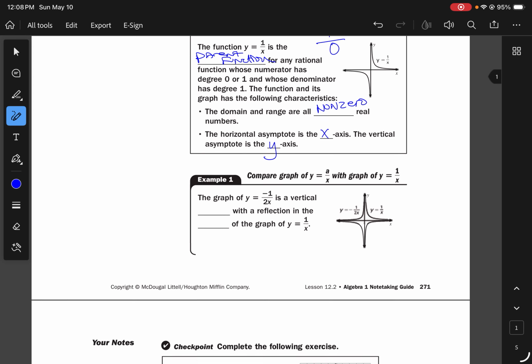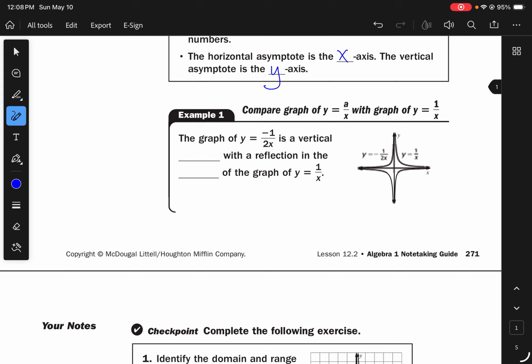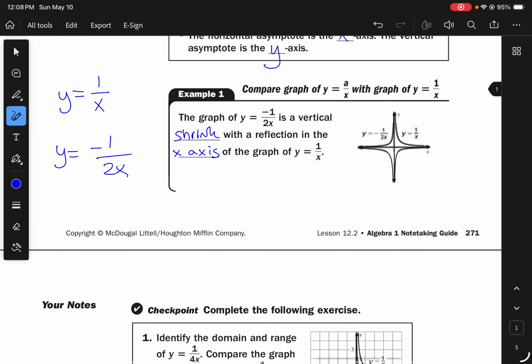So if we take a look at example 1, it says the graph of negative 1 over 2x. Remember, our parent function is 1 over x. So if we have negative 1 over 2x, the 1/2 will be a shrink here with a reflection in the x-axis. I could ask you whether it's a stretch or a shrink. I will not ask you about the reflection for the sake of the final, but you will dig into that deeper in Algebra 2.